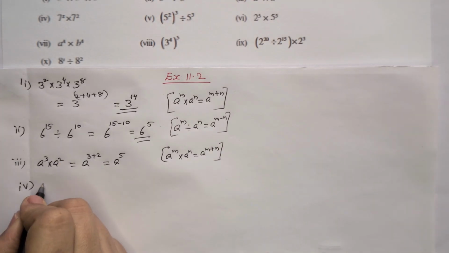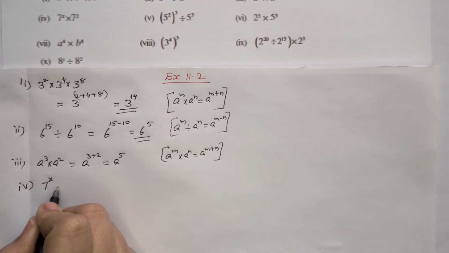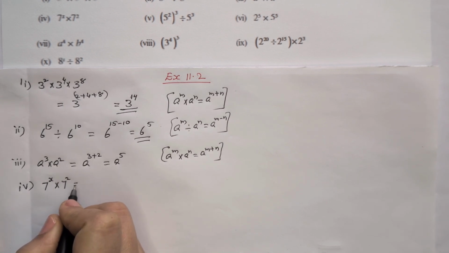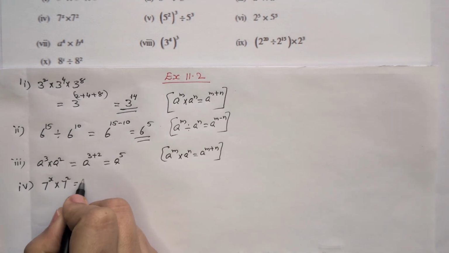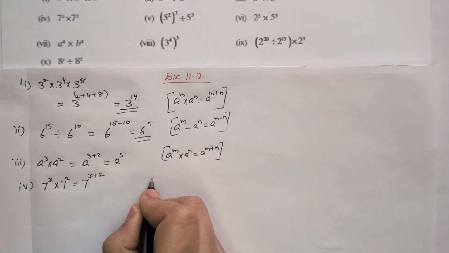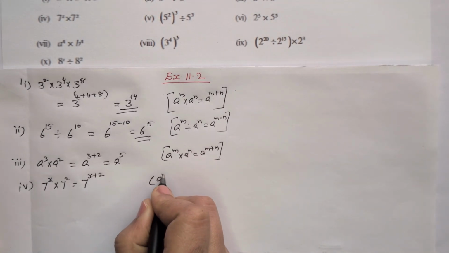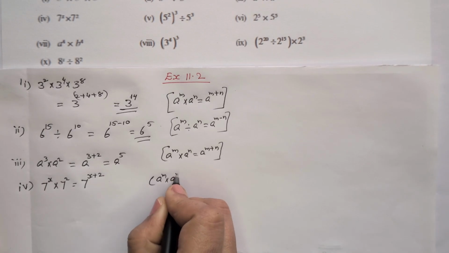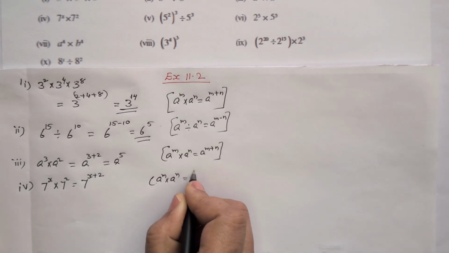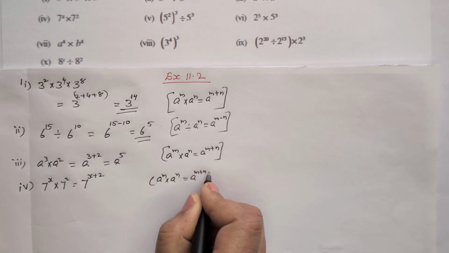Fourth one, 7 raised to x into 7 square. 7 raised to x into 7 square, we can write as 7 raised to x plus 2. Rule is here same, a raised to m into a raised to n, same base and exponents are different, then a raised to m plus n.